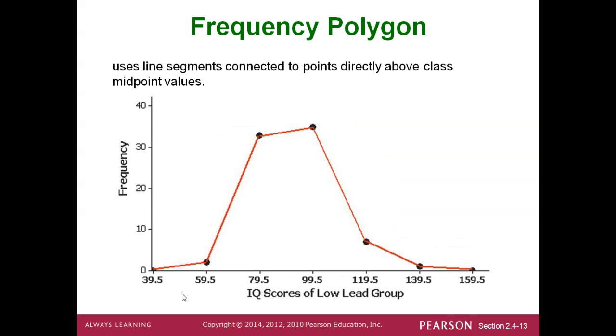Frequency polygon, we got the x-axis is back to being numbers. It's not categorical anymore. And basically this is a histogram, but with a line graph attached to it. So here we're using our IQ scores, and each point represents the count for that midpoint of the class, or these are lower boundaries of the class that they've plotted on the x-axis, and they're showing a frequency polygon.